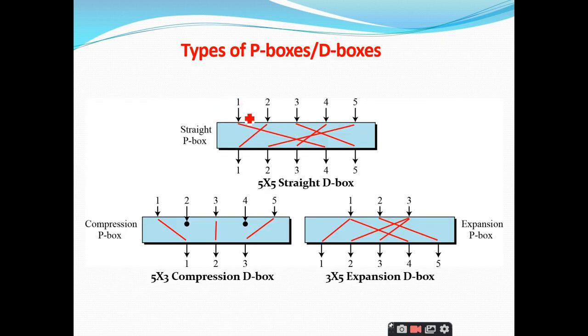Here in this straight P box you can see that there are 5 inputs and 5 outputs. Therefore it is represented as a 5 by 5 straight D box. Whereas in the compression P box we are going to compress it. Therefore we have 5 inputs and 3 outputs, so we name it a 5 by 3 compression D box. Similarly in the expansion D box we have 3 inputs and 5 outputs. So we are naming it a 3 by 5 expansion D box, right?